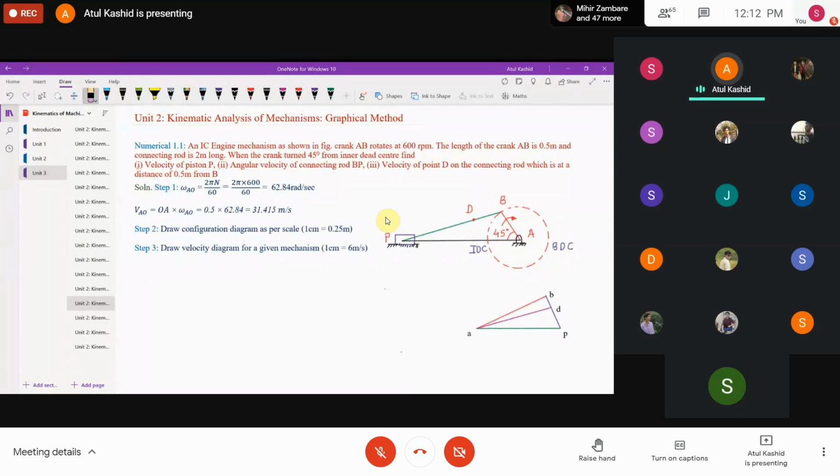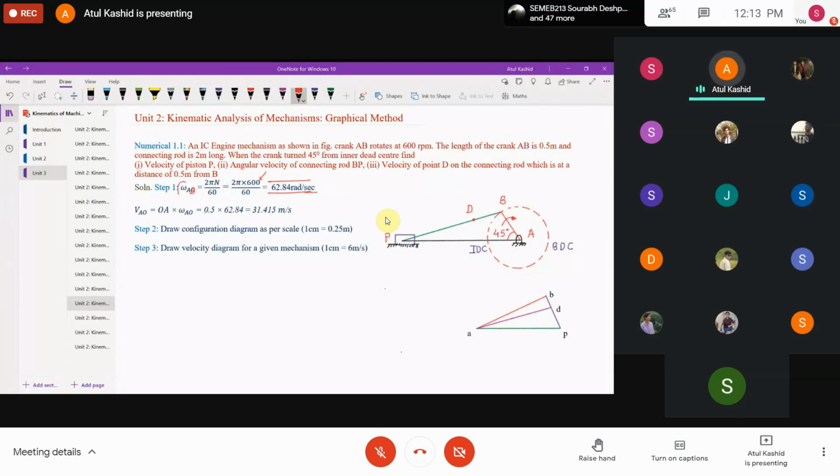So in the very first step, we'll calculate omega of the link AB, and it is calculated as 2 pi n upon 60. Just make one correction here: omega AB is 2 pi n upon 60. So substitute the value of n, that is 600 RPM, and get the angular velocity. And we'll get the answer as 62.84 radian per second.